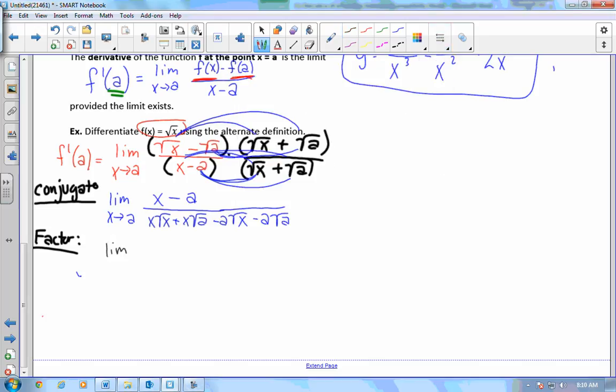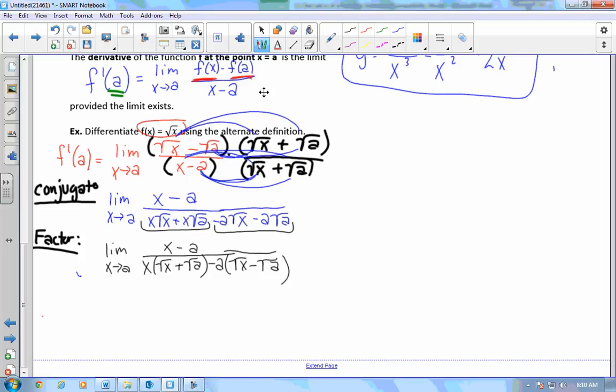The limit as x approaches a, the numerator is x minus a. Do these two, this is factoring by grouping, do those two have anything in common that can be factored out? I believe they do. X. And the remaining would be root x plus root a. Do these two have anything in common that could be factored out? Negative a. Which gives me root x minus root a remaining. Plus root a.